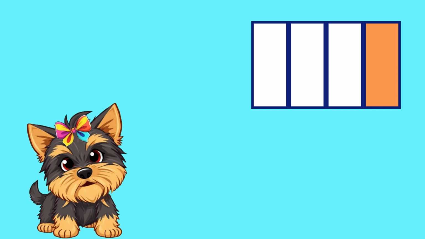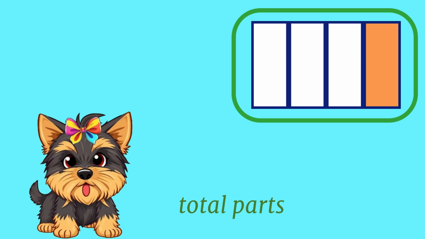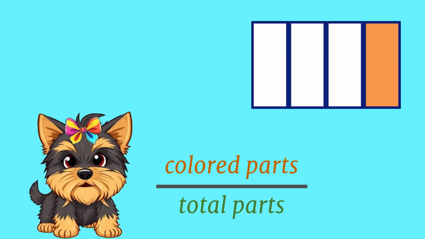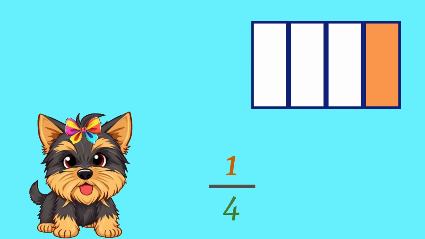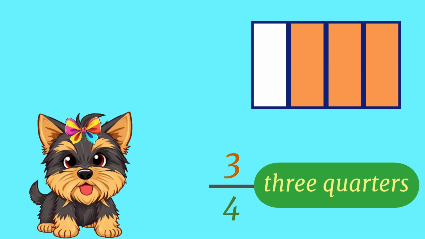How about these? Which fraction does the colored part belong to? Let's think about it. How many equal parts are in the whole shape? And how many of those parts are colored? Once we count, we can express the fraction as colored parts over total parts. For example, if a shape is divided into 4 equal parts and 1 part is colored, the fraction would be 1/4. If 3 parts are colored, the fraction would be 3/4.